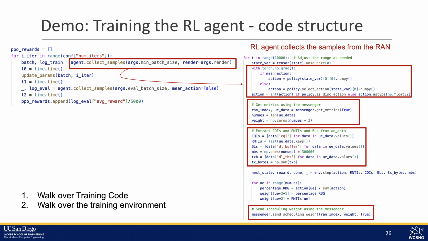Training the RL agent, code structure. We have this RL agent, an agent that collects samples from the environment. How does the agent collect samples? We have this EdgeRIC.getMetrics policy that collects these samples, get metrics using our EdgeRIC messenger. This is all the Python side of code. You extract all the stuff from the schema that you receive via the EdgeRIC messenger, then compute some policy and send the scheduling action back. You keep doing this over and over, and that's how the agent keeps learning over time.